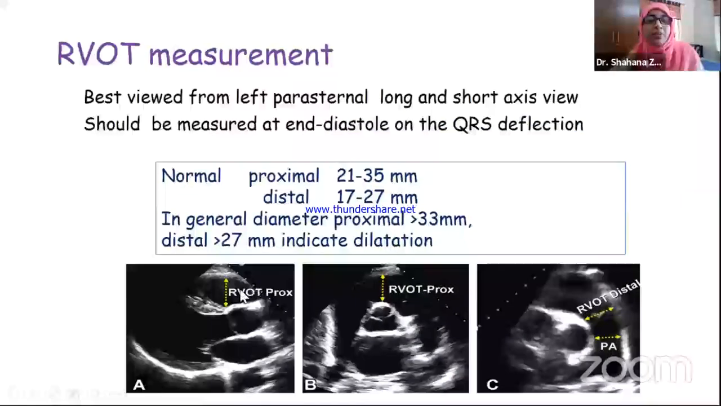RVOT measurement: we measure the RVOT in the parasternal long axis and short axis view. It is the proximal and distal, and the upper reference range is 33 millimeters in the case of proximal and 27 millimeters in the case of distal.